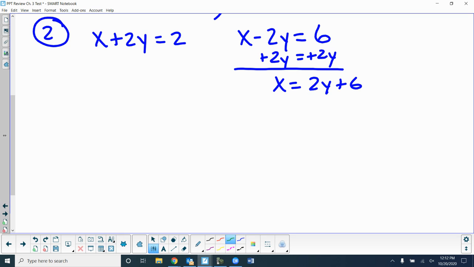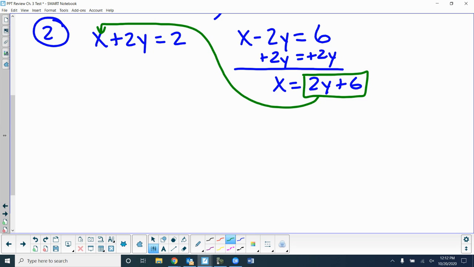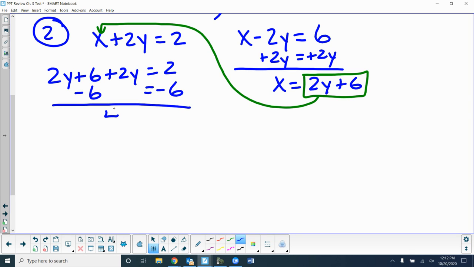I'm going to take this and put it in over there. Again, make sure you put it in the other equation. That's the mistake some people will make. So I got 2y plus 6 plus 2y equals 2. Subtract the 6. So I get 4y. When I combine my terms, it's negative 4. Divide by 4. Y is negative 1. Okay?